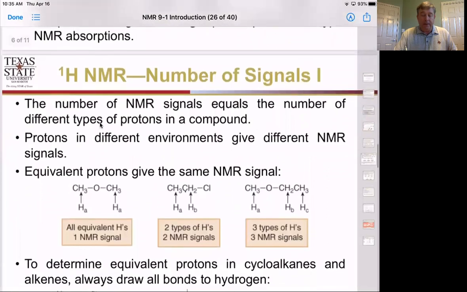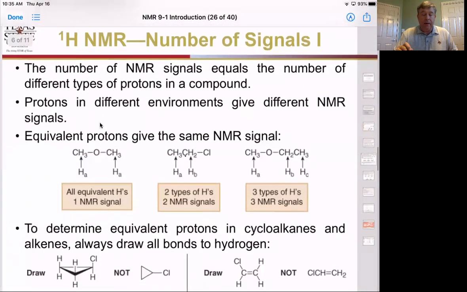All right, so now let's talk about number of signals, okay? The number of signals you get in an NMR equals the number of different types of protons, the different types of hydrogens you have in that compound, okay? So protons in different electronic environments give different NMR signals, okay? So let's look at these compounds here and look for equivalent and non-equivalent hydrogens or protons.